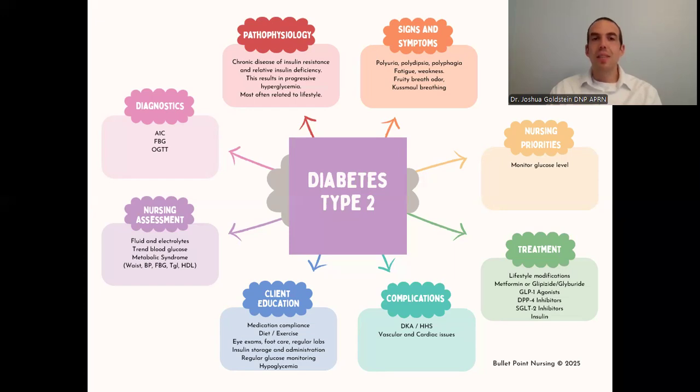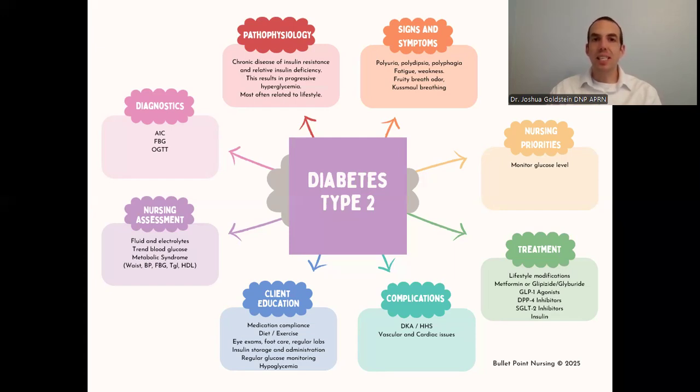Let's go ahead and learn everything we need to know about diabetes for our Medsurg or adult health nursing course. We're learning now about diabetes type 2. Diabetes type 1 is a separate patho, slightly separate treatment. We have that in a separate video. But diabetes type 2, let's start with the pathophysiology.